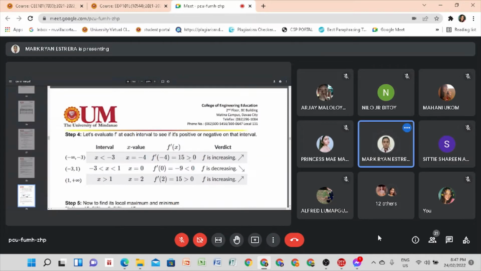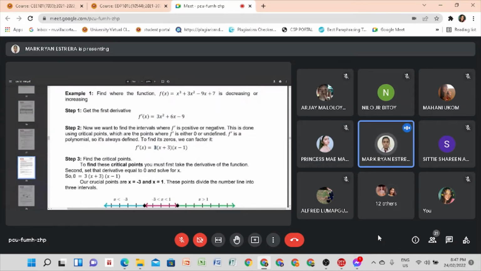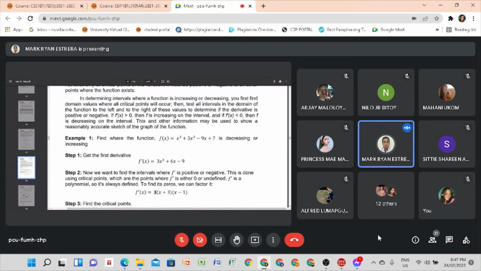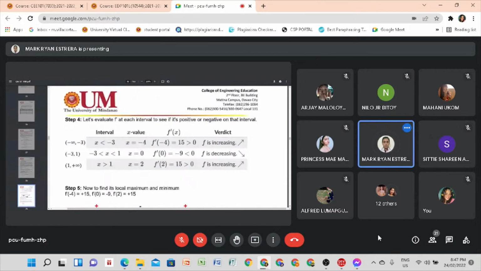So f prime of -4 gives an answer of 15, which is positive and greater than 0. Remember what was said here: now we want to find the intervals where f prime is positive. If f prime of x is greater than 0, then f is increasing on the interval. Since -4 is used in this interval, that is the first x value at this interval, which is less than negative 3. So we'll start at negative 4.